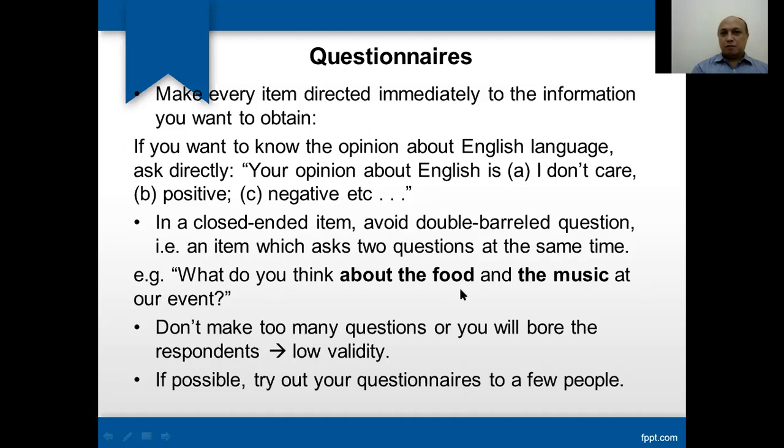Some respondents might feel that the food is good, but the music is lousy, or the food is not delicious, but the music is good. But in your options, you do not accommodate this kind of thoughts. You do not accommodate this kind of possibilities. And therefore, your respondents are left confused. There is no option that suits their opinion, because your question is double-barreled.